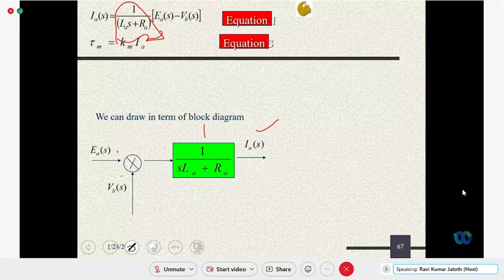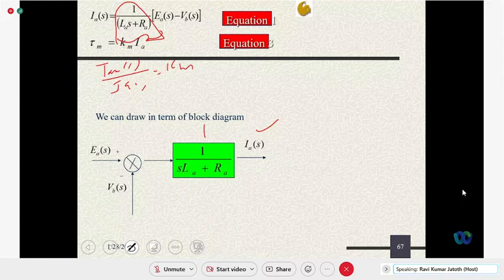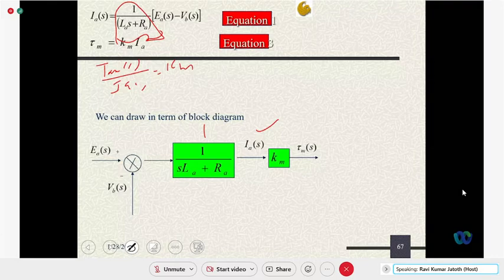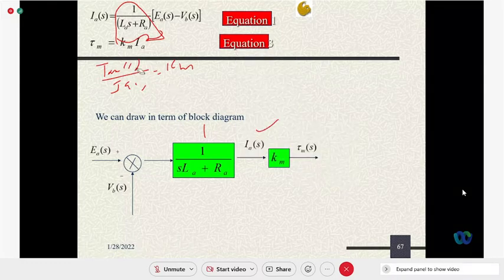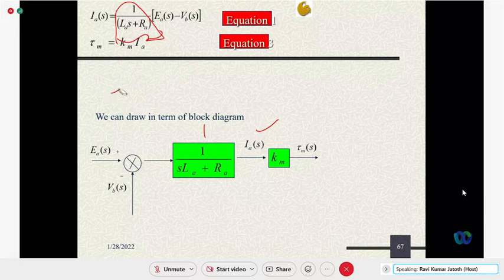Tau m is equal to Km Ia. So how are they related? Tau m of s by Ia of s is equal to Km, is it not? So if I write that in the form of a transfer function, then tau m is output, Ia is input, and it is related with Km, okay? All right.